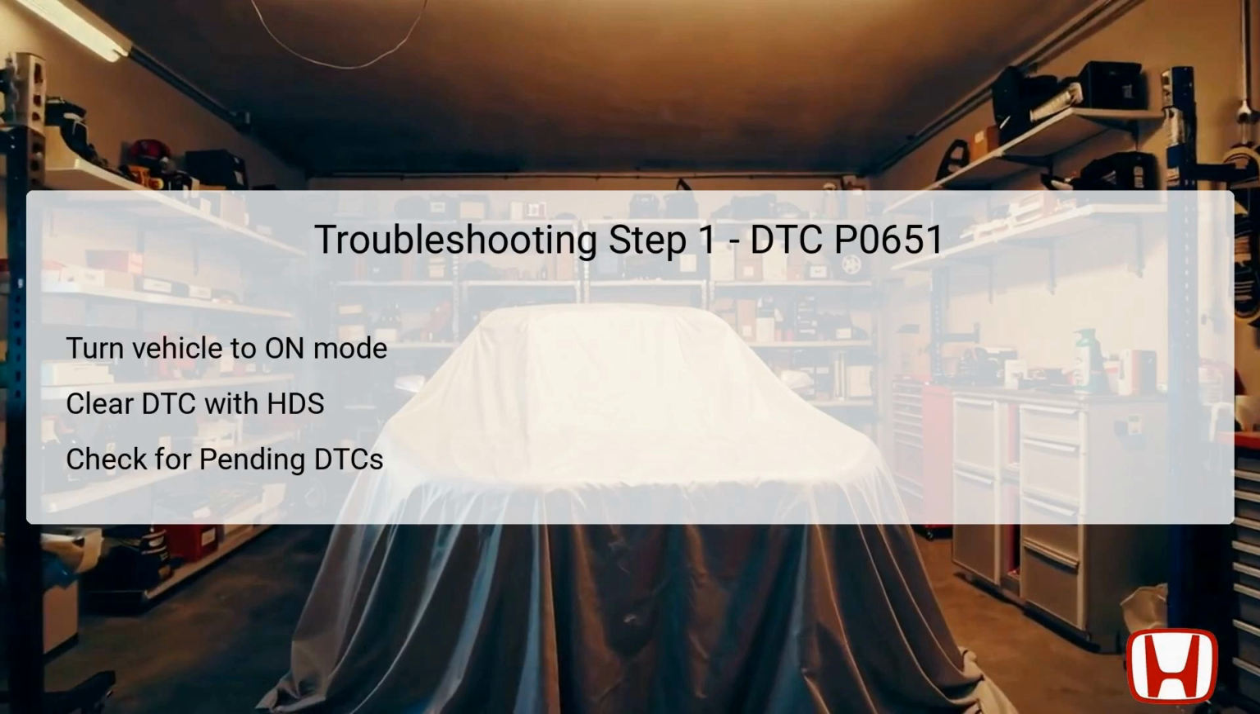The first troubleshooting step for addressing DTC P0651 involves verifying the problem by setting the vehicle to the on mode without starting the engine. This essential initial action prepares the Honda Diagnostic System, HDS, for further analysis. The next action requires the technician to clear the DTC using the HDS. After clearing, it is necessary to check for any pending or confirmed DTCs in the system to determine if the P0651 code reappears. If the code shows up again, it indicates an ongoing issue requiring in-depth investigation.